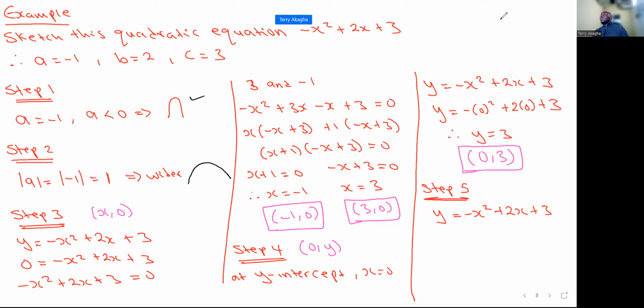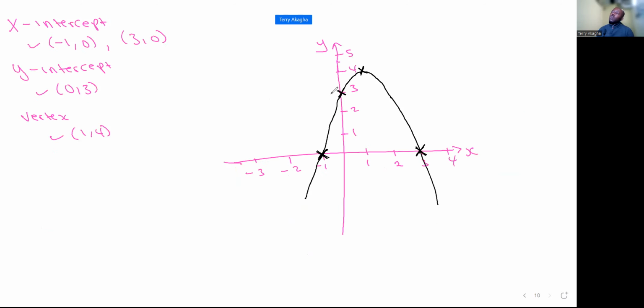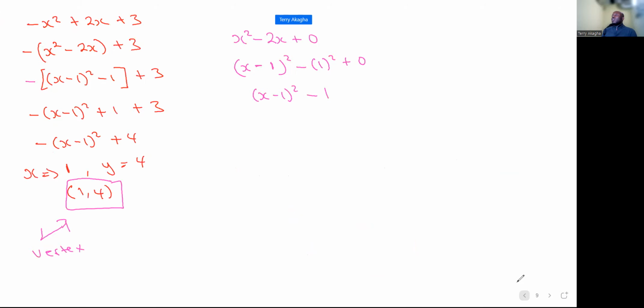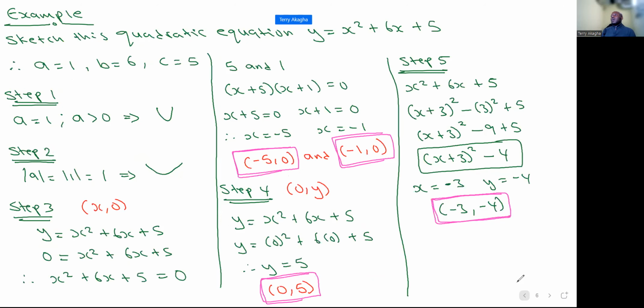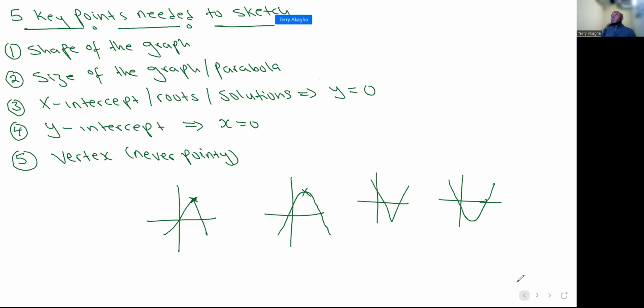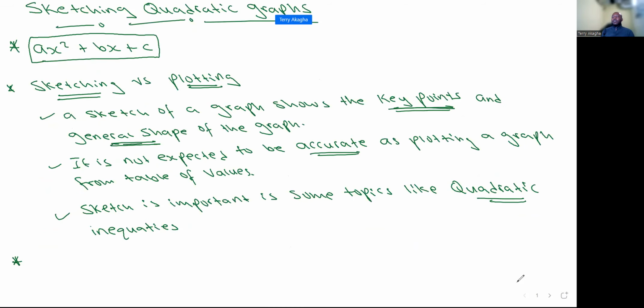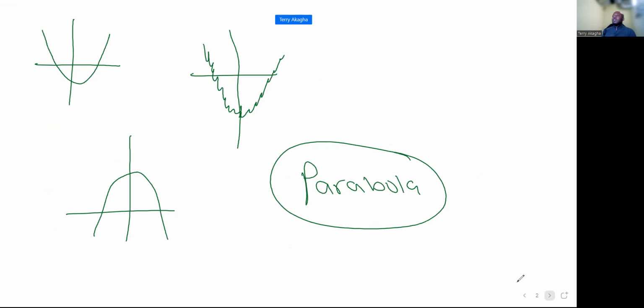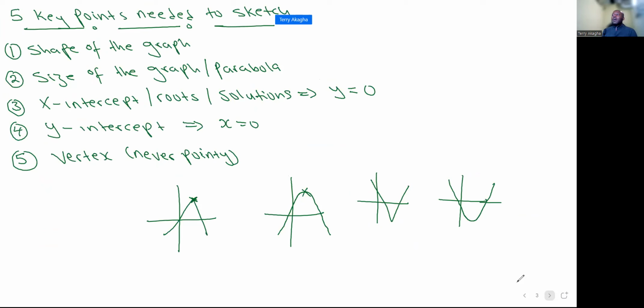All right. So you can see that it follows the curve that we're expecting. It's N-shaped. And when you look at the graph we just drew, it's also N-shaped. All right, okay, that was a long video because I had to go slowly so that you can understand how to sketch a graph. So the first thing, you have to know the shape of the graph, the size of the graph, the x-intercept, the y-intercept, and the vertex.